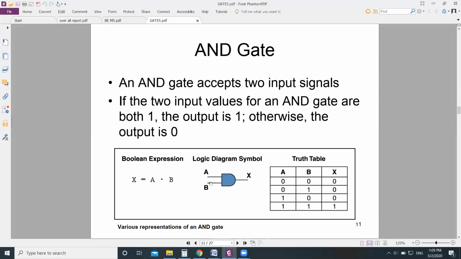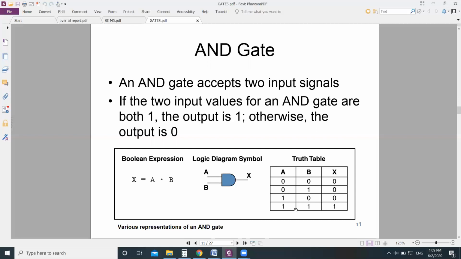And since two inputs are there, 2 to the power of n, where n is 2. So 2 to the power of 2 is 4. So we will have 4 combinations of inputs. 4 combinations means 0, 1, 2, 3. In binary, 0 is 0 0, 0 1 means 1, 1 0 means 2, 1 1 means 3. Now you can see the output over here. The first three outputs are 0, whereas only the last output is 1.